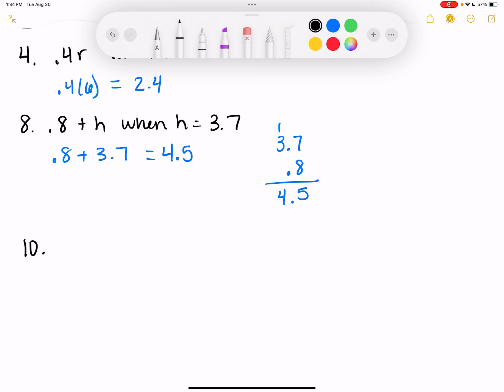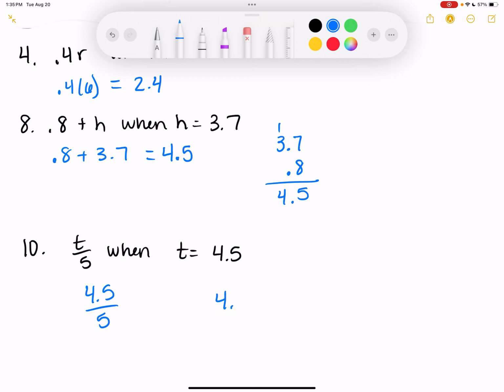Number 10. t over 5 when t is equal to 4.5. So I'm going to plug in 4.5 for t, and I need to solve. Does anybody know how to do that? Do you divide? You know how I set it up? 4.5 divided by 5.